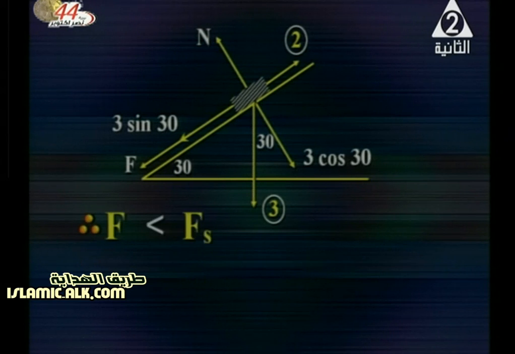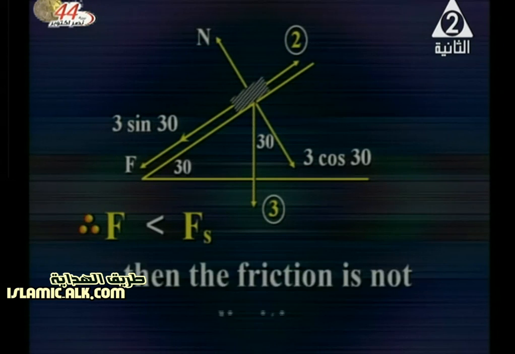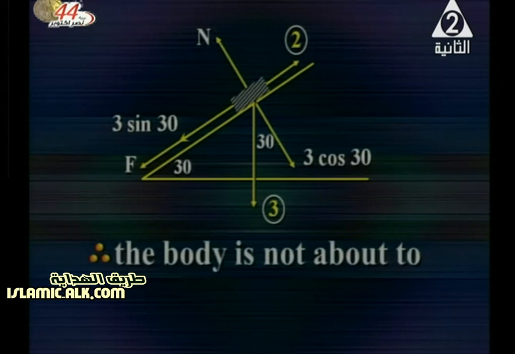What do you notice? F is smaller than Fs, or Fs is more than F, so the friction is not limiting. Why? Because Fs is more than F. Therefore, the body is not about to move. When Fs is more than F, the body in this case is not about to move.